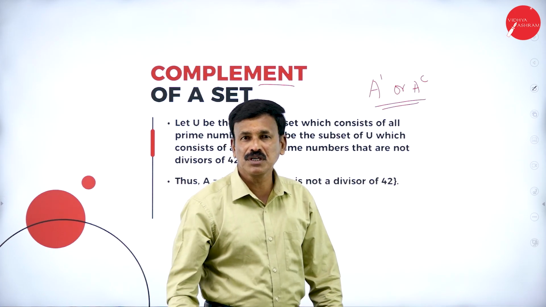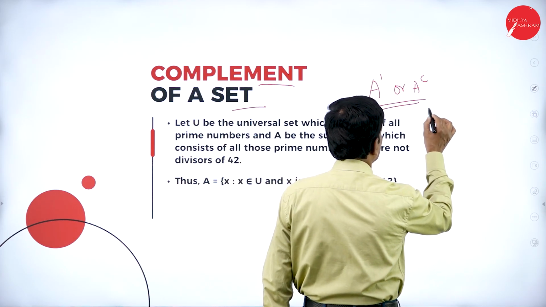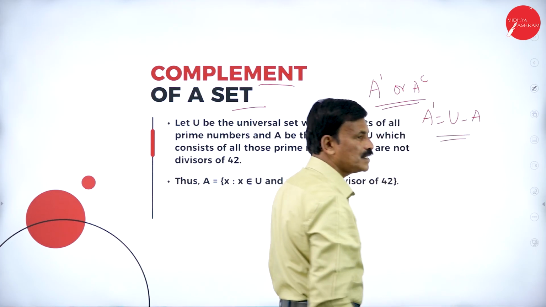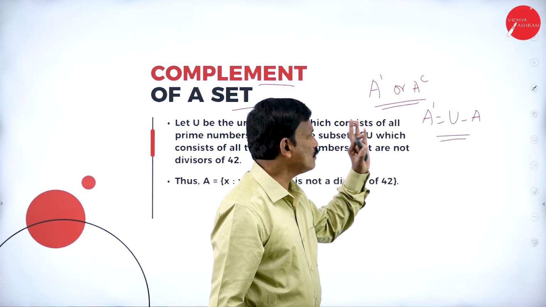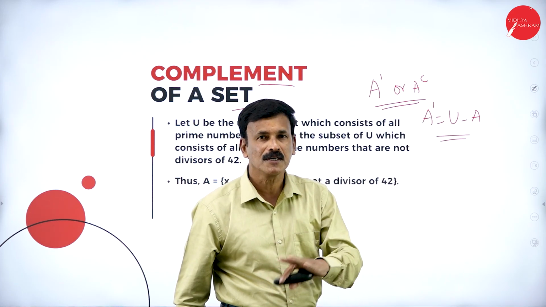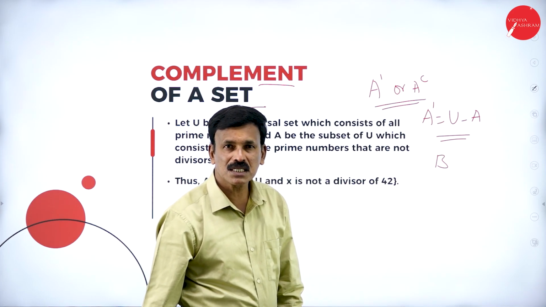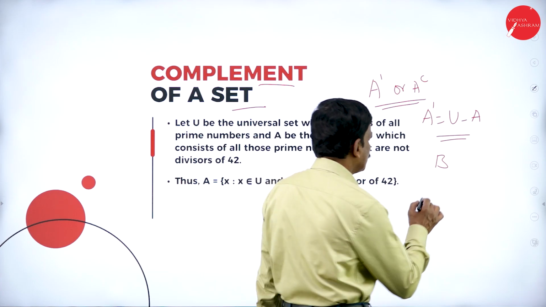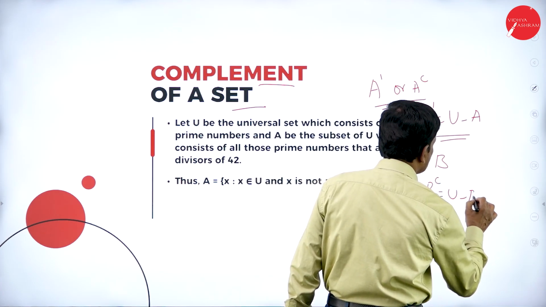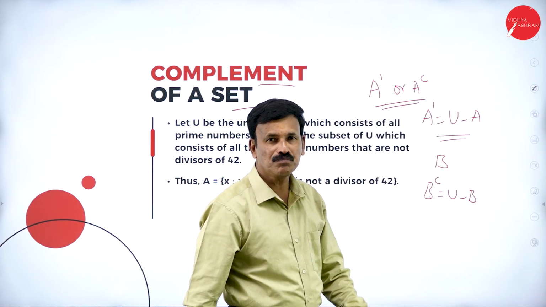Suppose U is a universal set and A is a subset of U, then the complement of A, denoted as A dash, is equal to U minus A. All the elements of U other than A is called A dash. That is called the complement. Suppose B is a subset of U, then the complement of B is B dash or B C, equal to U minus B. That means all the elements of U other than B is called the complement of B, right?